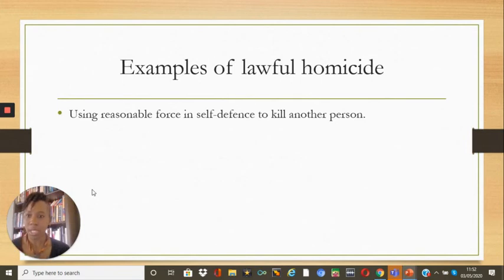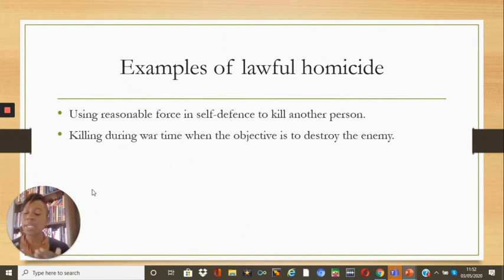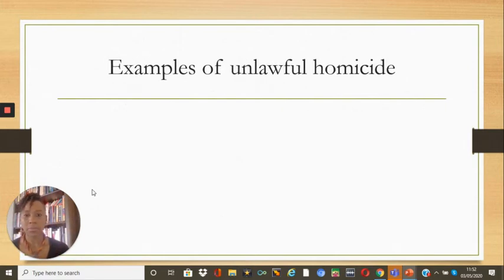Well, it is lawful homicide if you end up killing another person using reasonable force in self-defense. So if you are defending yourself and you end up killing another person, but you can demonstrate to the English courts that when you kill that person, you used reasonable self-defense, that killing of the other being, that homicide, could be deemed to be lawful. If you kill during wartime when the objective is to destroy the enemy, again, that is lawful homicide, but it has to be during wartime and the objective has to be to destroy the enemy.